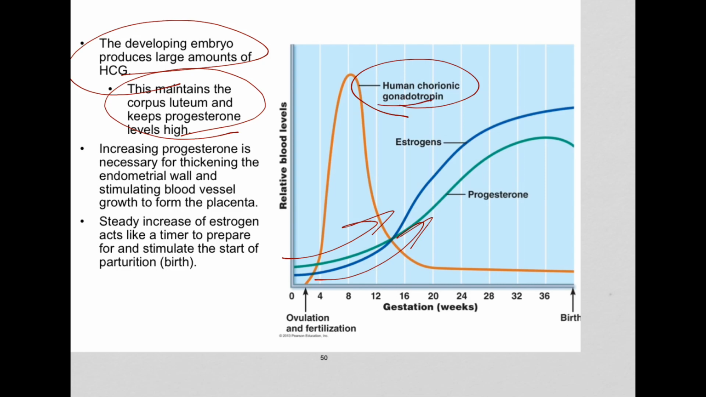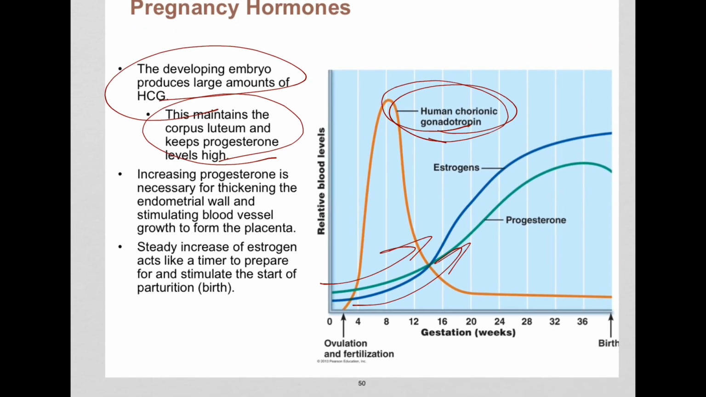HCG also happens to be the easiest way to test for pregnancy. And so both home pregnancy test kits and lab tests, at least early on in pregnancy, are just testing for the presence of HCG.